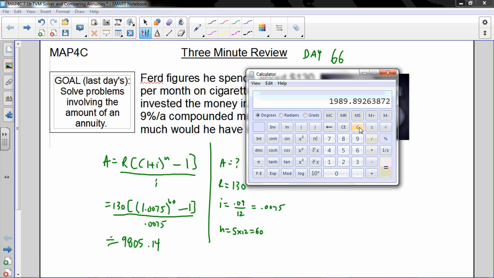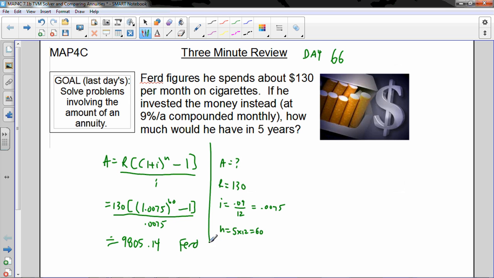One more just in case you missed it yesterday. 130 times bracket. I'm going to put 2 brackets in there, bracket, bracket, 1.0075 end bracket. Although we don't need those brackets, we're putting them in just because we're following along with the formula. Minus 1 end bracket divided by 0.0075, and I should get the same thing. Yeah, right there.